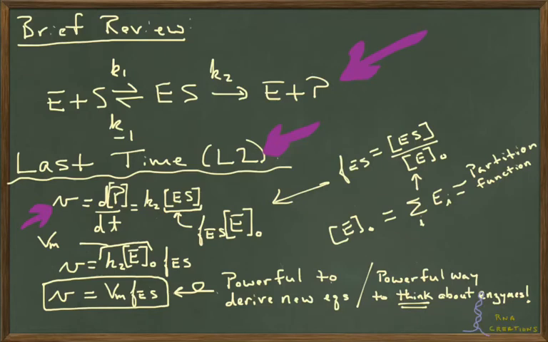The rate is just the rate of formation of the product with time, the product over here, P. And we can just write down the rate law for that, because it's only formed by one channel, and that is k2 times ES, this part right here. And so that's what we end up with there.